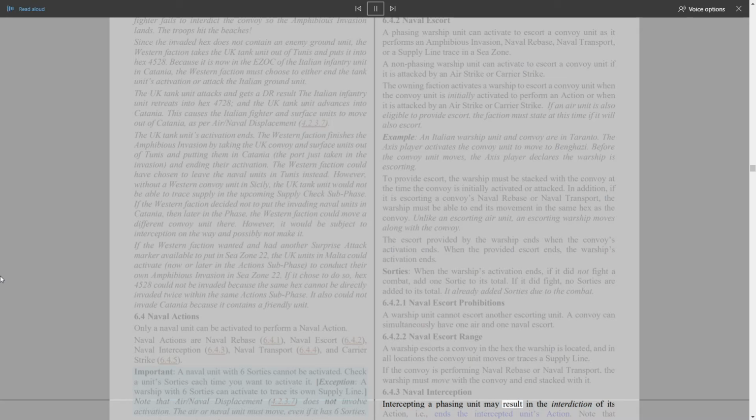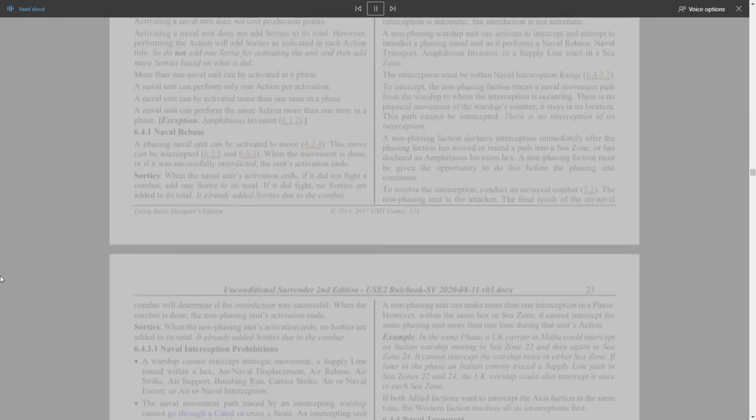Intercepting a phasing unit may result in the interdiction of its action, i.e., ends the intercepted unit's action. Note that interception is automatic, but interdiction is not automatic. A non-phasing warship unit can activate to intercept and attempt to interdict a phasing naval unit as it performs a naval rebase, naval transport, amphibious invasion, or a supply line trace in a sea zone. The interception must be within Naval Interception Range 6.4.3.2. To intercept, the non-phasing faction traces a naval movement path from the warship to where the interception is occurring. There is no physical movement of the warship's counter; it stays in its location. This path cannot be intercepted. There is no interception of an interception.